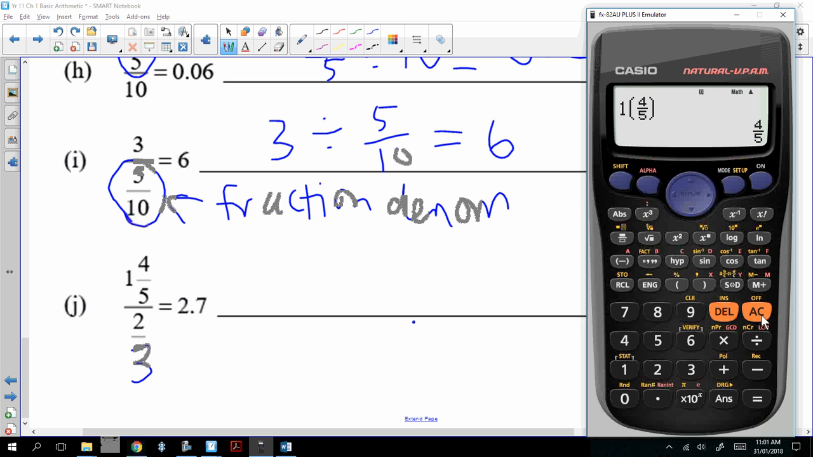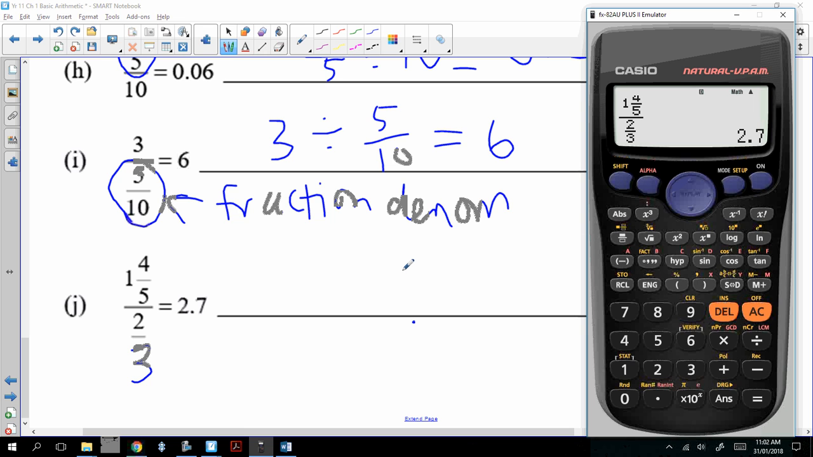To enter a mixed fraction, you press Shift, and see the Shift key on the fraction key gives you a mixed fraction like that. And then you write 1 and 4/5 like that. Yep. So remember, it's Shift. Then over, at the bottom, you write 2/3. Press equal. 2.7. Yep. All right. Any question? Yep. All good.